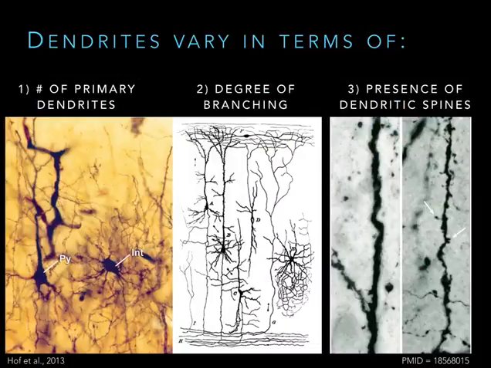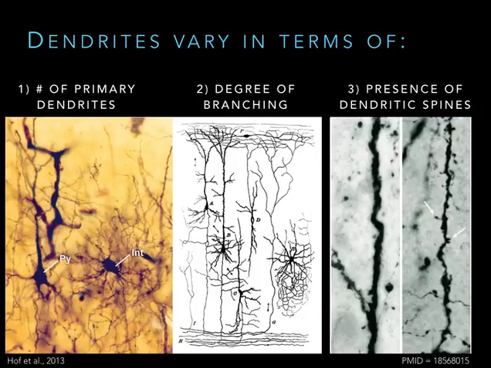Now, dendrites, like I said, sometimes there's one dendrite that comes off, sometimes there's many. The dendrites that come off of the cell body are what we call primary dendrites, and then as they branch, they form secondary, tertiary, and quaternary dendrites. Some dendrites are highly branching, some are fairly smooth, and then some dendrites will have what we call dendritic spines, and we'll be talking more about those later.